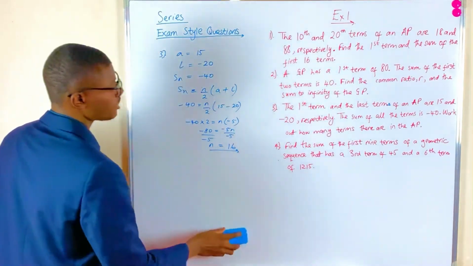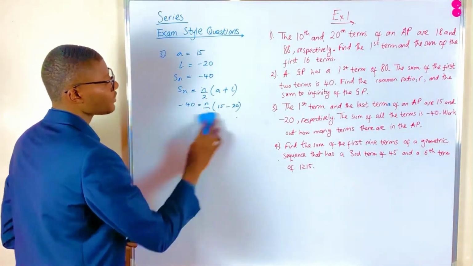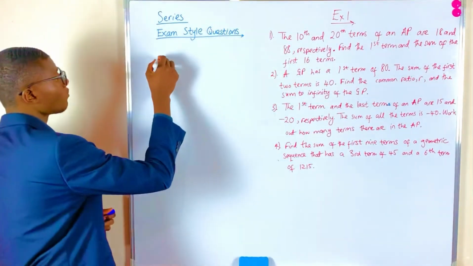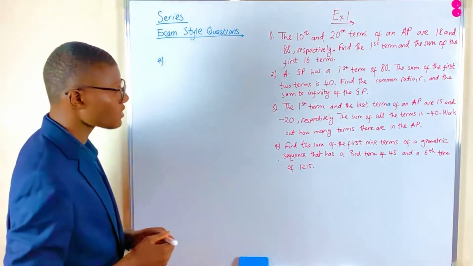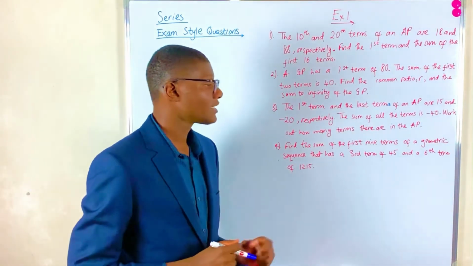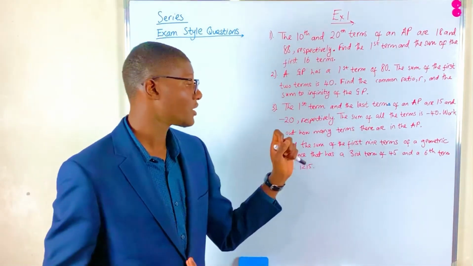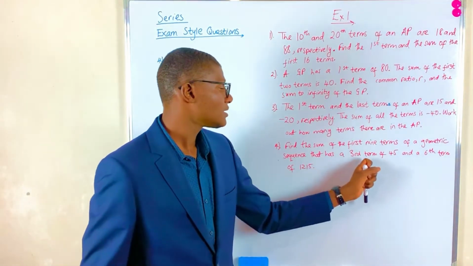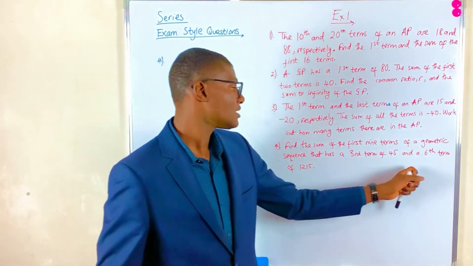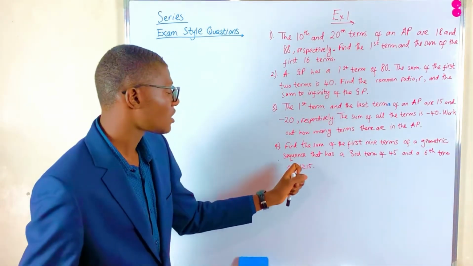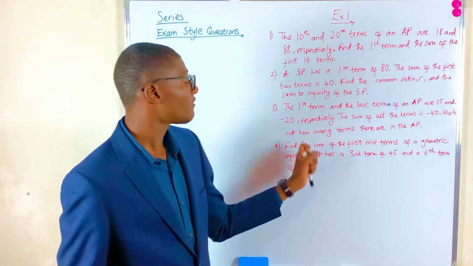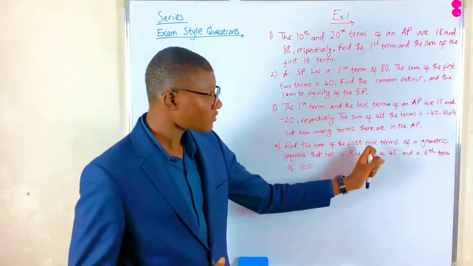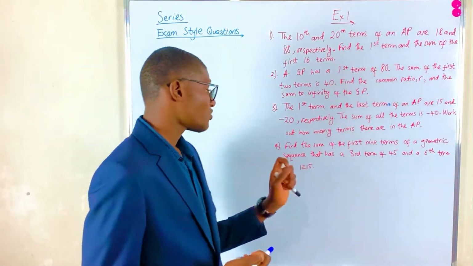So now let's continue to look at number 4. Allow me to erase this part. And now for number 4, what are we told? Number 4 says the sum of the first 9 terms of a GP, geometric sequence, that has a third term of 45 and the 6th term of 1215. It says find the sum of the first 9 terms. So our task is to find the sum of the first 9 terms of the geometric sequence.